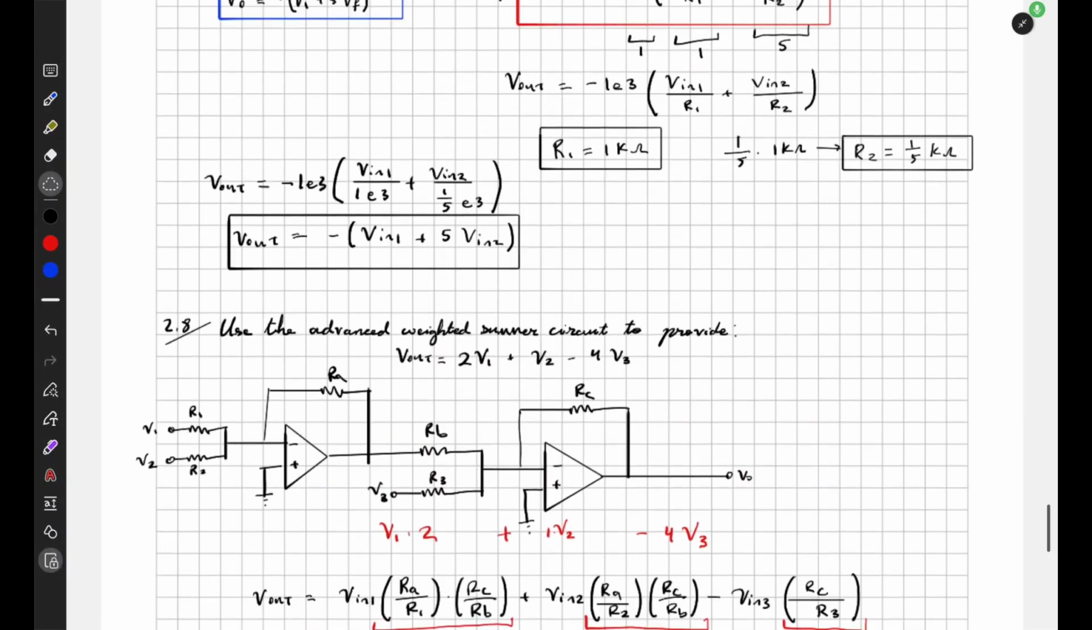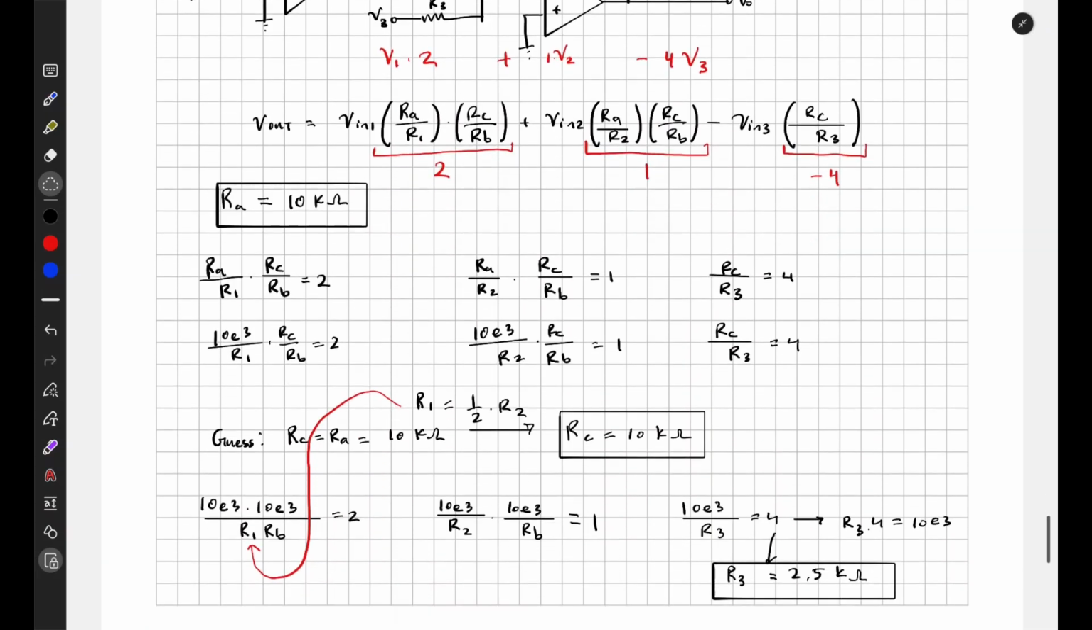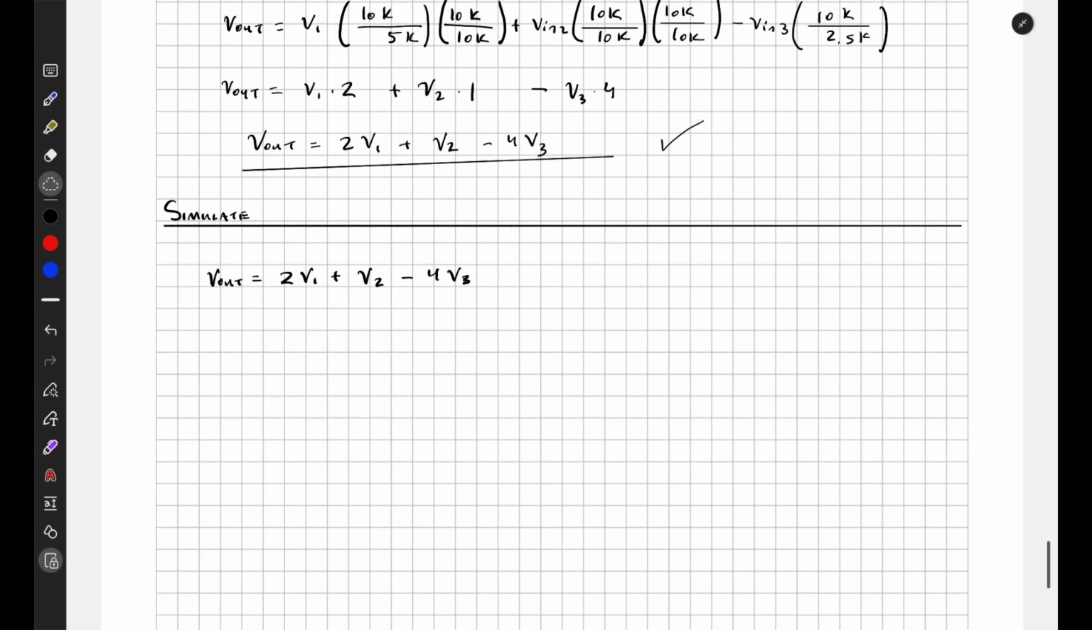So now I want to simulate this advanced weighted summer circuit with the values of the resistors we have determined. I want to simulate this to see if it's true. As in the prompt, it said this relationship for Vout in terms of the inputs. So I'm just going to arbitrarily pick some values for V1, V2, and V3. I'll do 0.1 volts for V1, 0.2 volts for V2, and 0.3 volts for V3.